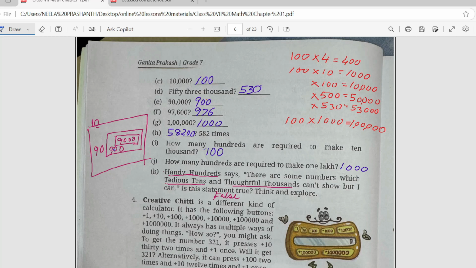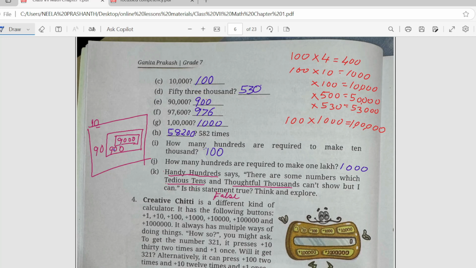But a calculator which has Handy Hundreds can show numbers which are 100 and greater than 100: 100, 200, 300 and multiples of 100. But it cannot show numbers less than 100. That is 10, 20, 30. These numbers can't be shown in the calculator Handy Hundreds.